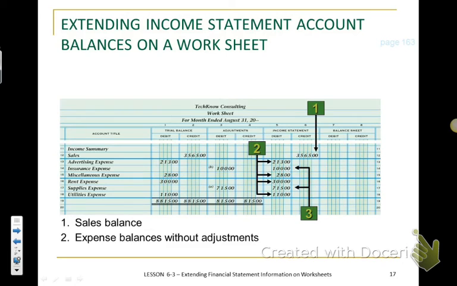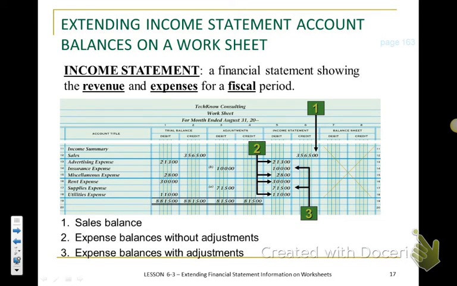Income statement. Just going to put everything up there. Income statement is going to be recording our revenues and expenses for a fiscal period. So again, we're dealing with the month ended August 31st. And we're extending over our sales balance. We're extending over our expenses balance. Now, we didn't have any expenses in our insurance expense in our trial balance, but we now have an expense in our adjustments column. If we had zero balance here and we had a debit of 100, what's our balance going to be, Ryan?